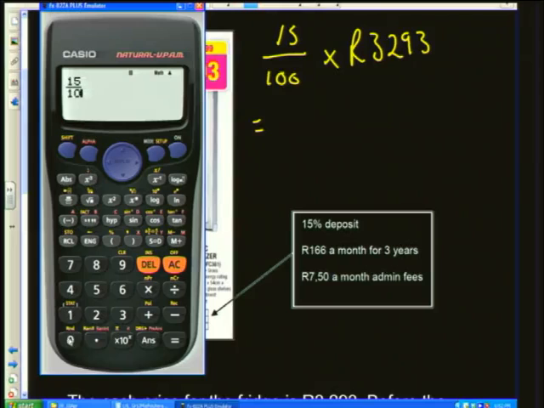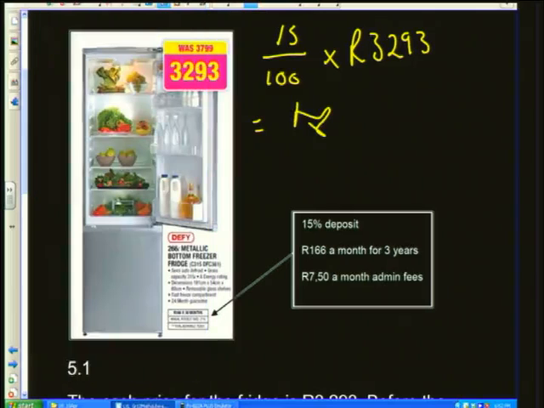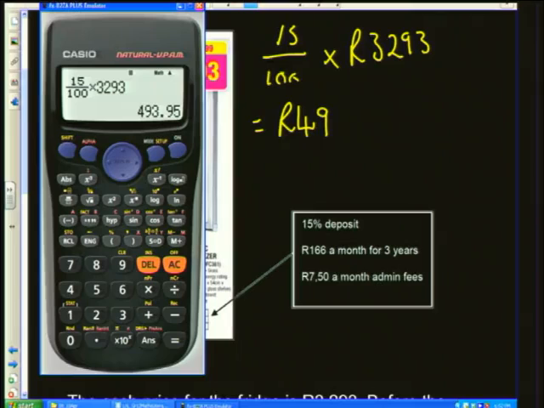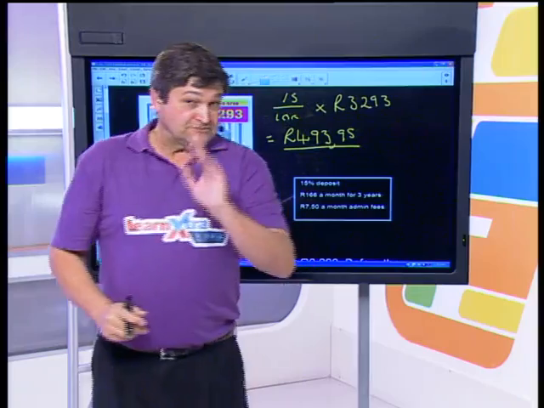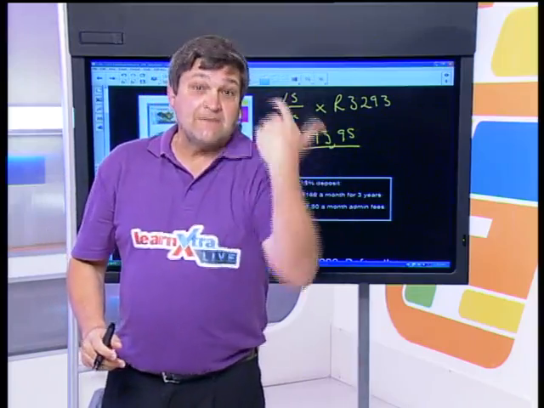Okay, so 15 over 100 multiplied now by 3293 equals, and what do we get? 493.95. Okay, remember that, hey? All right, you've remembered the amount? 493.95. Okay. But that's just the deposit. We still got to add that monthly amount we've got to pay every month.